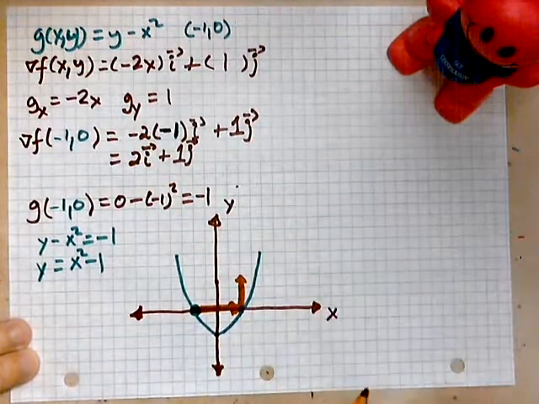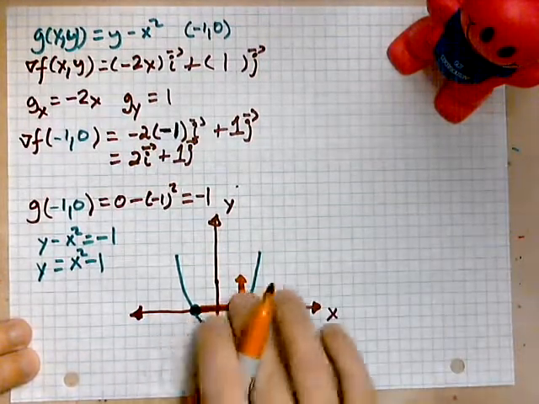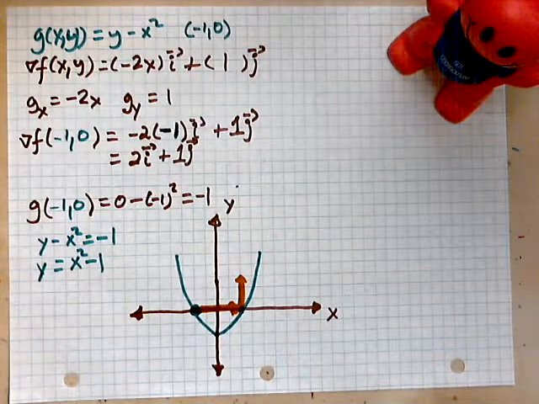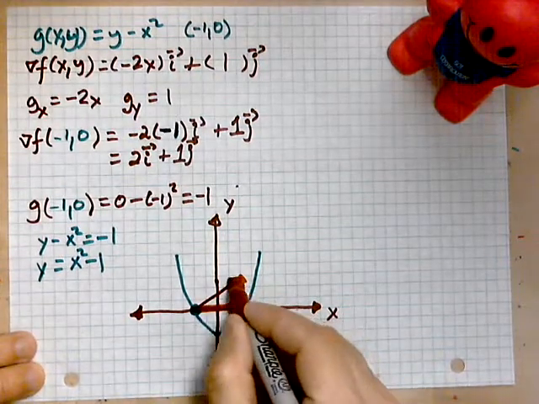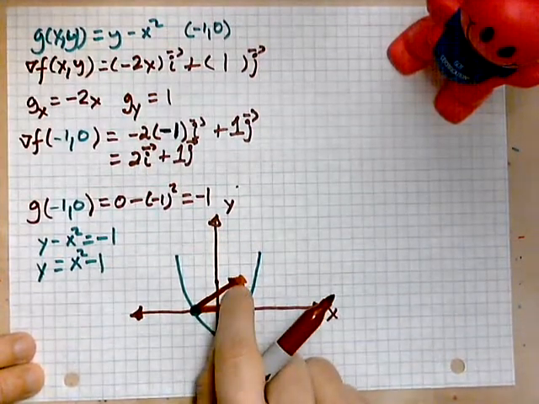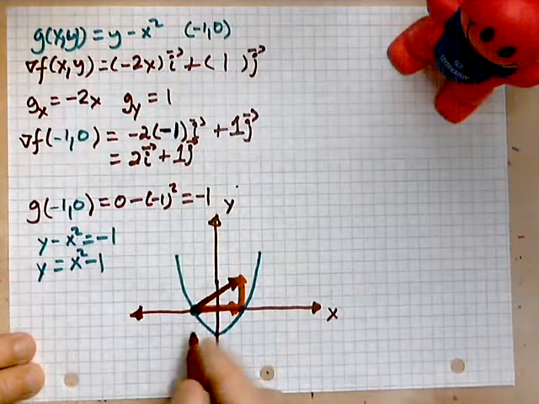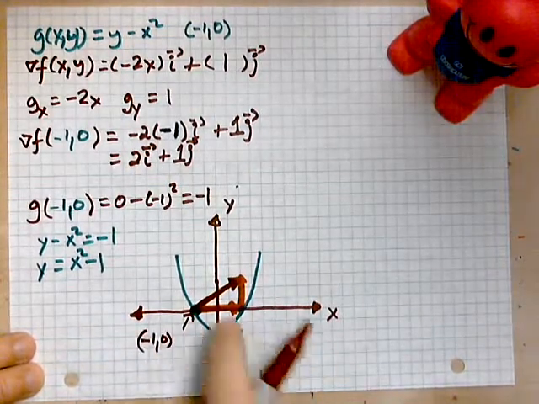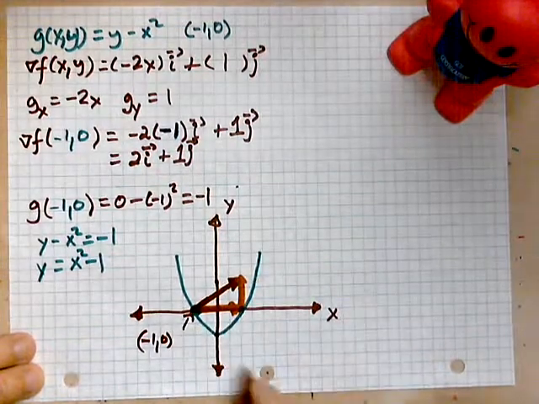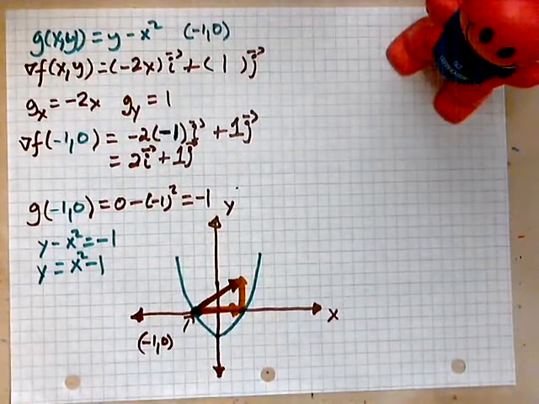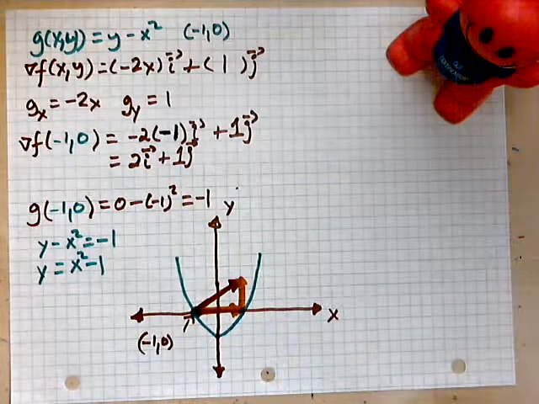I'm exaggerating here a little for the sake of visibility. And then the gradient itself is what you get when you connect. So the gradient vector is this arrow right here. Okay, that is the gradient vector at the point in question, which is negative 1, 0. That arrow is the gradient, and once again, it's perpendicular to the level curve. So that is the whole exercise.